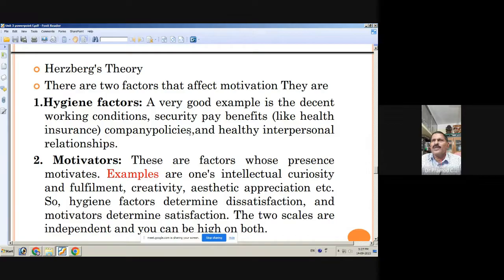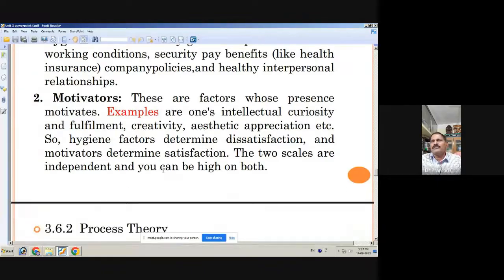We must work in a condition which is conducive for us, where there is security of pay benefits, health insurance, a policy accepted by us, and healthy interpersonal relationships among the members working in that organization. Then another is motivators. Who are the motivators? The motivators are the leaders, the principal, the managers.